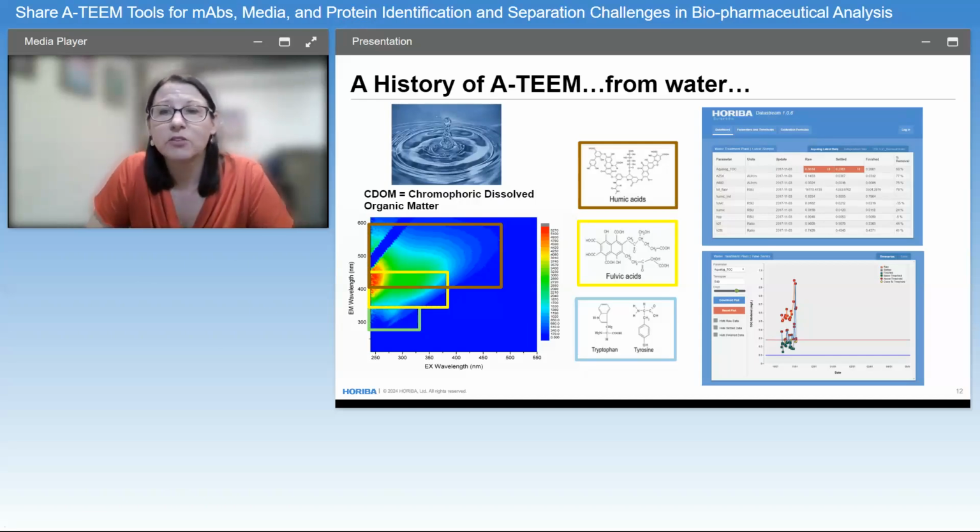And so CDOM researchers and even water treatment plant monitors use EEMs and A-TEEMs, those fluorescence fingerprints, to separate and identify levels of these molecules in water. Okay, so this is really where the history of A-TEEM kind of started and grew up to be used.